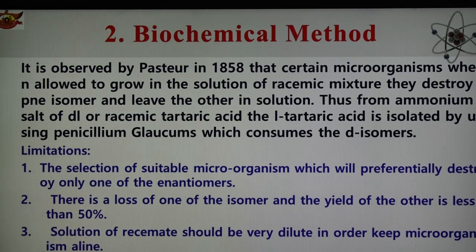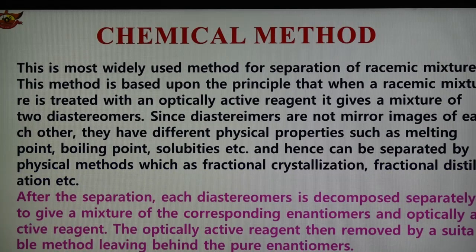So this is the second method, and the third method is the chemical method. This chemical method is very important. Optically inactive isomers of the same compound resemble one another so closely in all properties except optical that it is not possible to separate them by ordinary laboratory methods, and therefore we have to use a suitable chemical method. This is the most widely used method for separating a racemic mixture.